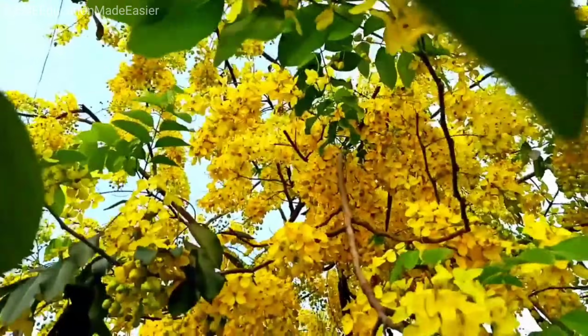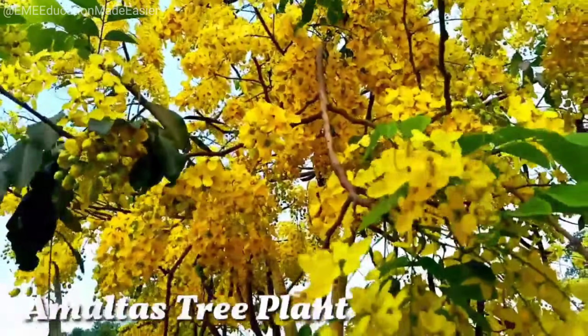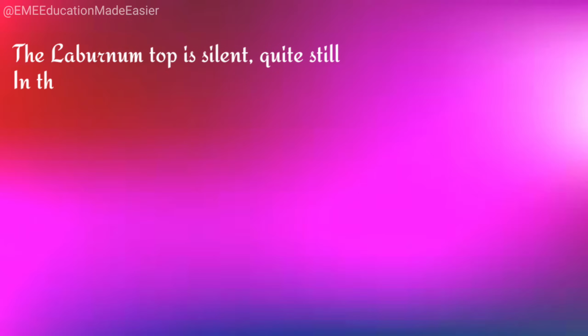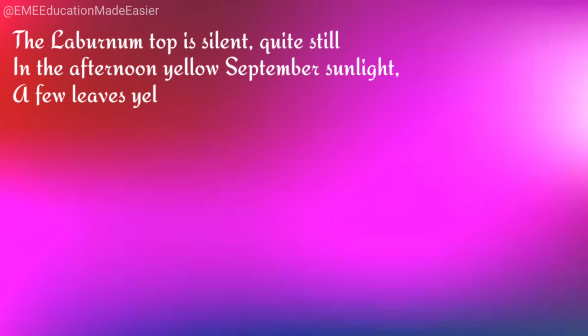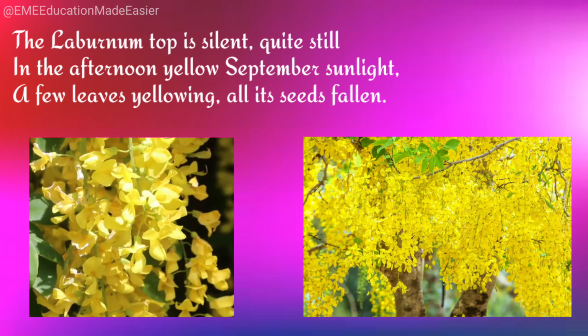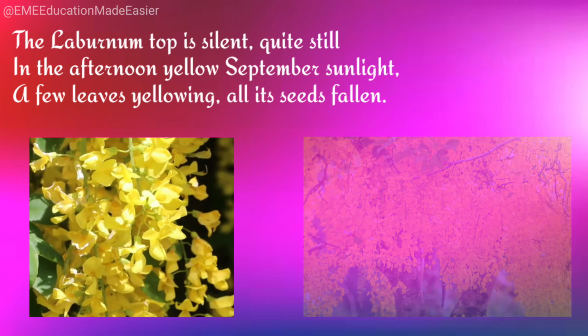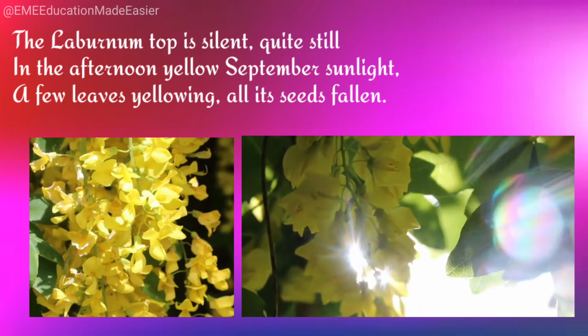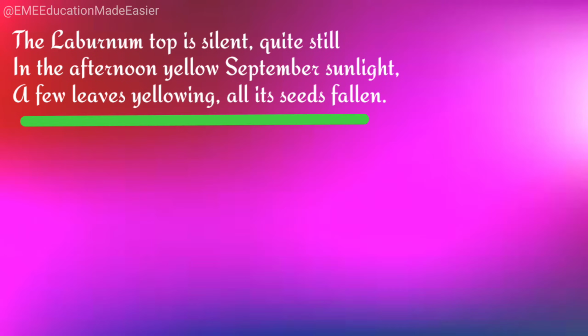So let's begin with the poem. The first three lines go like this. The laburnum top is silent, quite still. In the afternoon, yellow September sunlight, a few leaves yellowing, all its seeds fallen. So here the poet talks about the tree top, which is silent and motionless. Its yellow flowers appear to be in harmony with the yellow sunlight of the September month. With the onset of autumn, its leaves start yellowing and its seeds have all scattered on the ground.